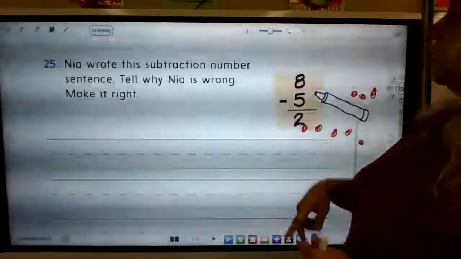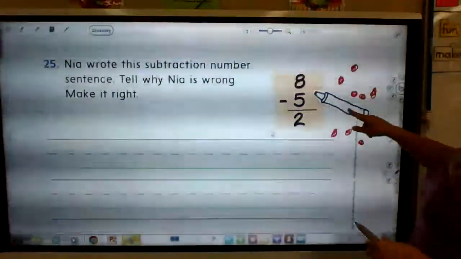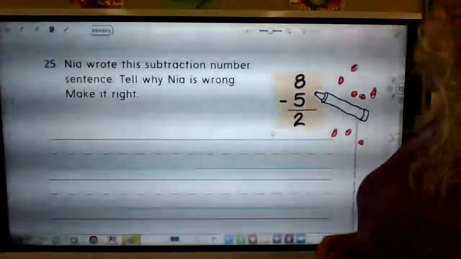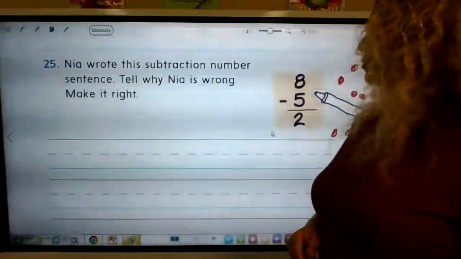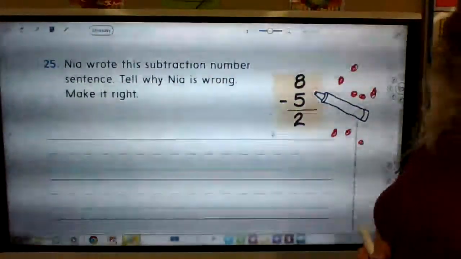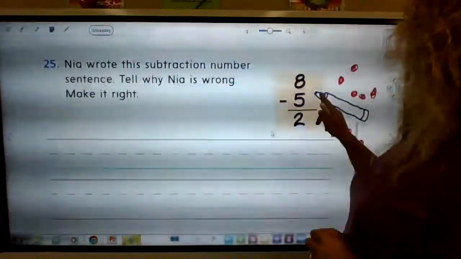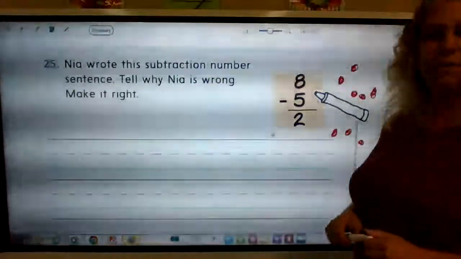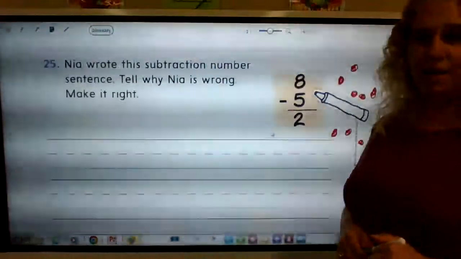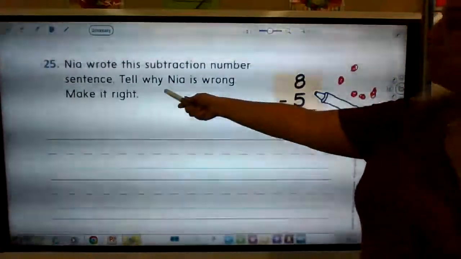Okay, so one more. I'm going to erase that so I can move it. Goodness, I'm going to make that big. Okay, so here's a number sentence. So 8 minus 5 equals 2. That's not right. 8 minus 5 does not equal 2. So Nia wrote this subtraction sentence. Tell why Nia is wrong. Well, let's think about that. Because if you have 8 and you take away 5, it does not equal 2. You have more than that left because 2 plus 5 is not 8. So we need to make it right.